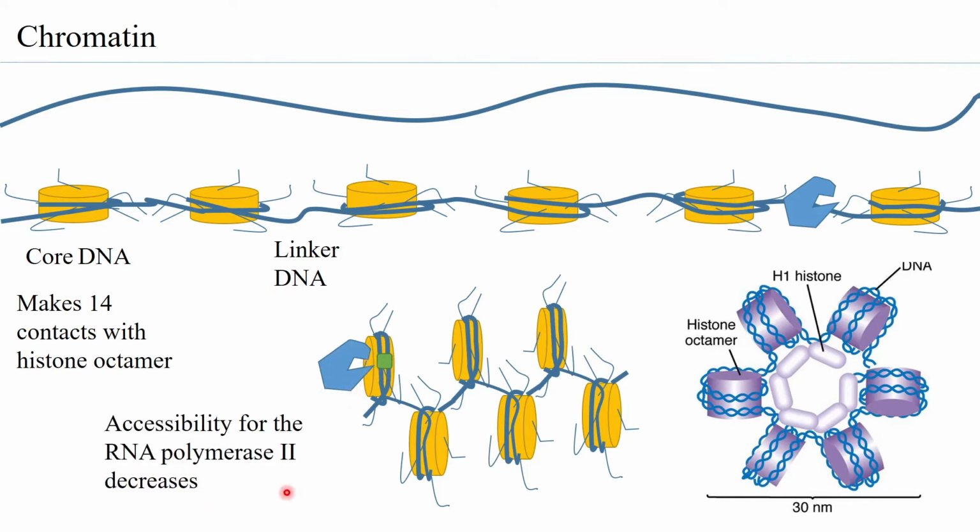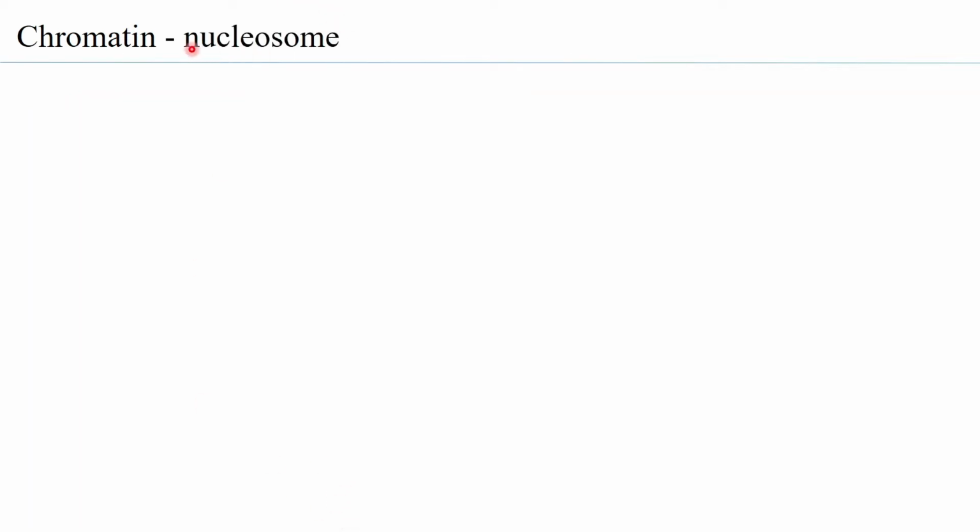So this is extremely important to note, that as the DNA becomes more and more condensed, the accessibility for the RNA polymerase 2 is going to decrease. Now, let us look at the structure of the nucleosome itself.